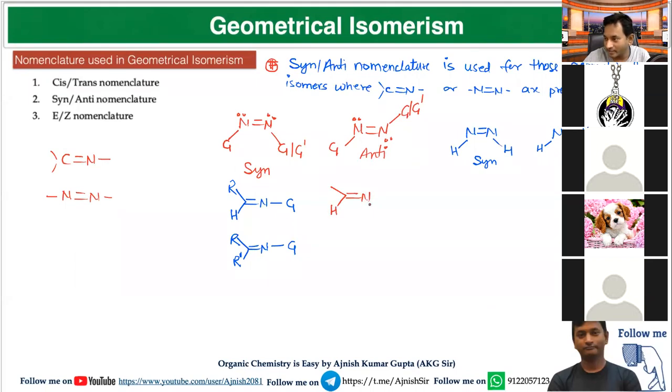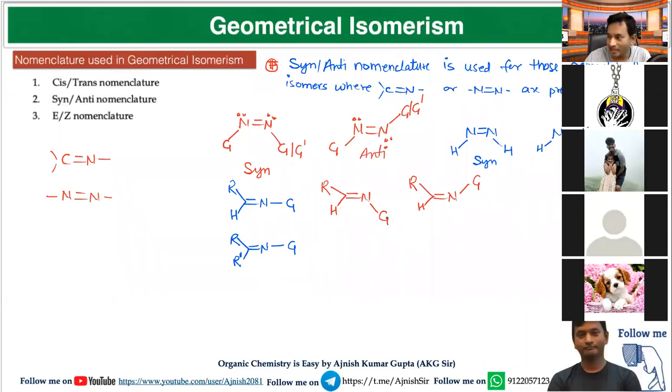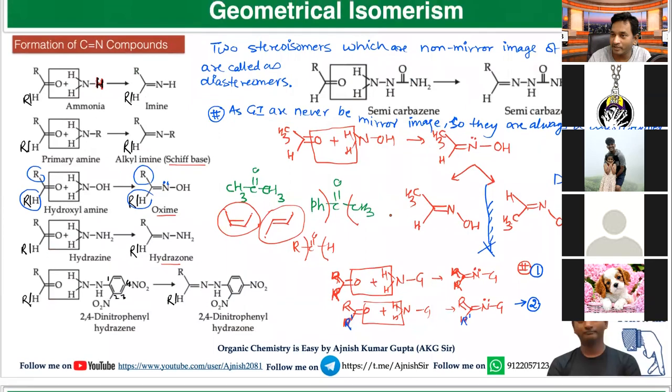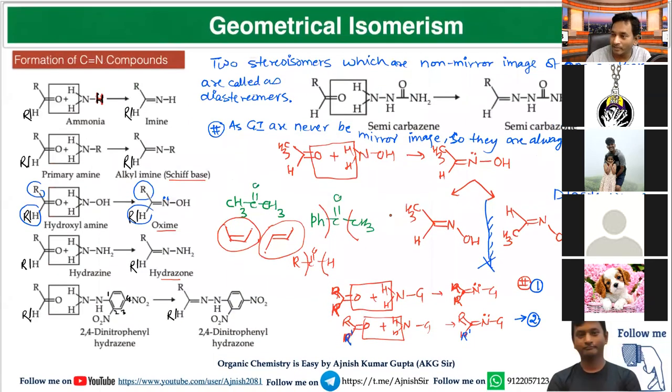Here H and this group are on the same side. And the second possibility is this H and group are on the opposite side. Isn't it? This group may be anything. It may be H.